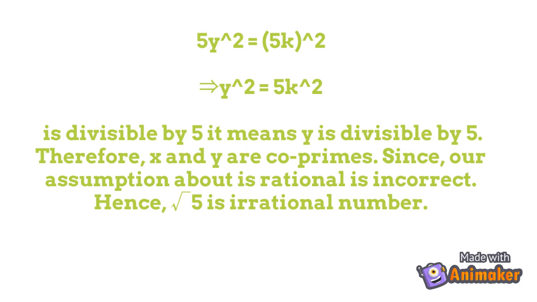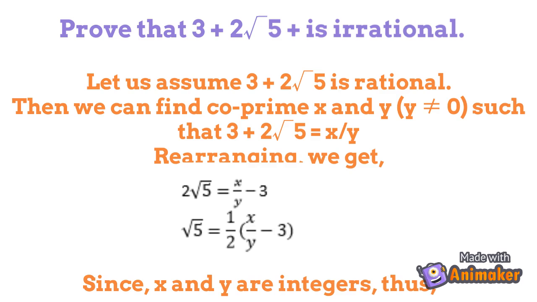Therefore, x and y are not co-primes, which contradicts our assumption. Since our assumption that this number is rational is incorrect, hence root 5 is an irrational number. Okay, so let's see the next example.